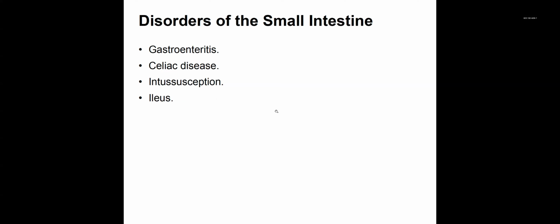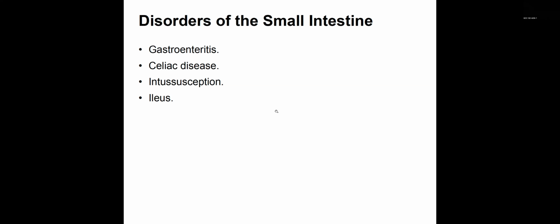Let's look at disorders of the small intestine. So gastroenteritis, inflammation of the stomach and intestine, which cause diarrhea, vomiting, abdominal cramps, and often due to infection. Celiac disease, autoimmune disease. This disease is actually triggered by gluten, which causes damage to the small intestine and malabsorption of nutrients.